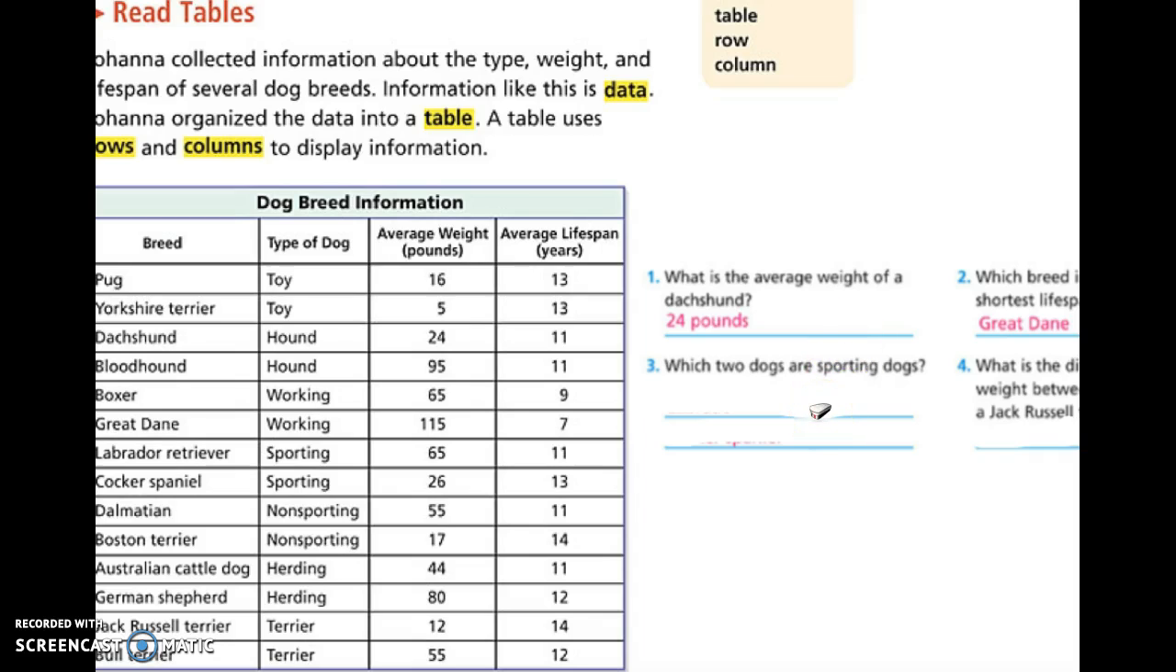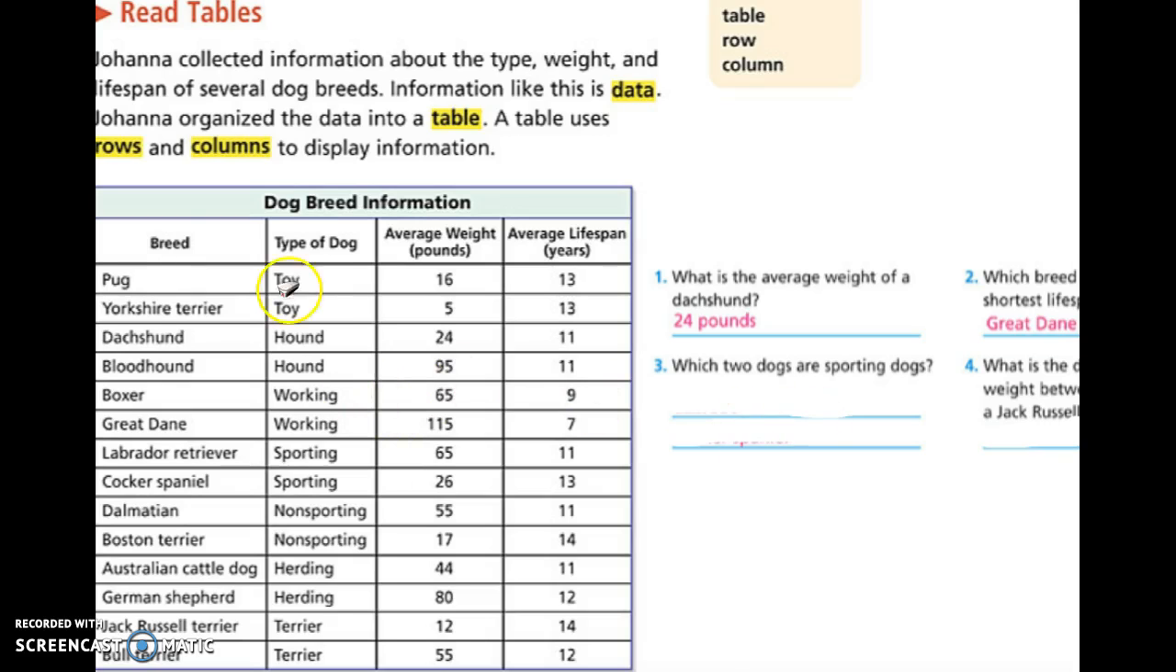It says, which 2 dogs are sporting dogs? All right, so I'm looking at the breed here, and then I'm looking at the types of dogs. I'm looking for sporting. There we go, we have a Labrador Retriever and a Cocker Spaniel are sporting dogs.